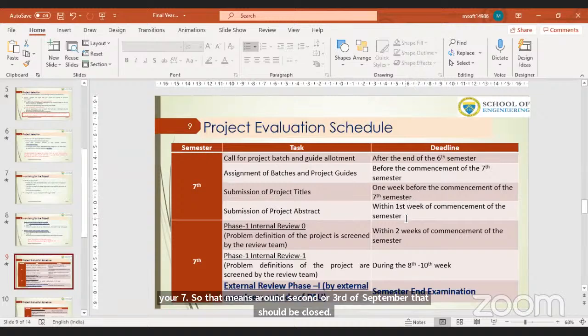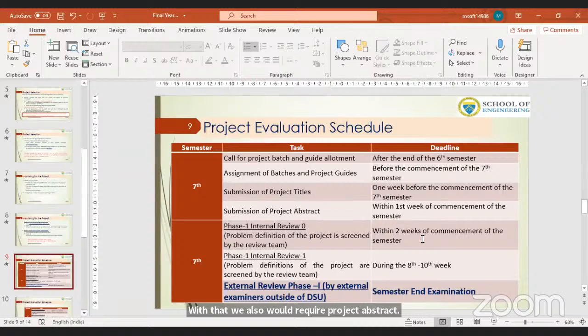And with that, we also would require your project abstract. So by mid of September, we will have your first review, what we call review 0, or the project feasibility. Why this is so early in the semester is, we are going to check whether your project is feasible, is it too small or too big, okay, or is it applicable to the computer science department or not. All that would be screened by the review team, including the experienced and senior professors of the department.